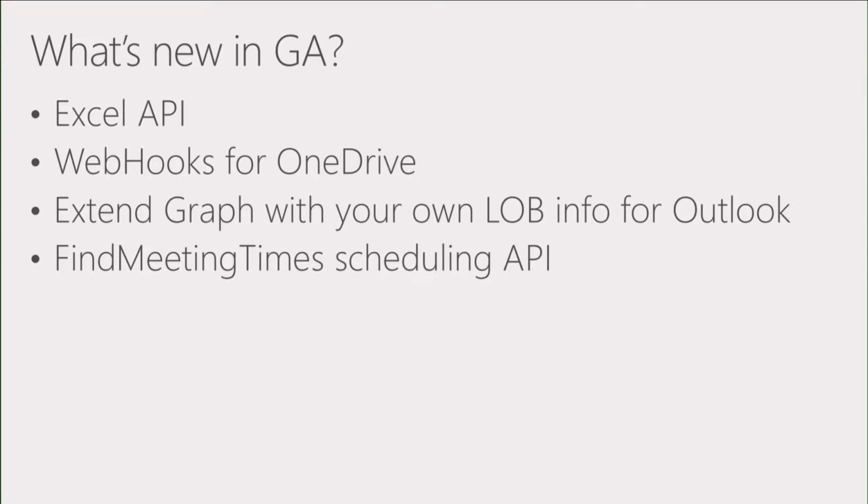And we've recently added to that set that Excel API that I showed and brought that into general availability. And then this week, we're super excited to be announcing that we're bringing to general availability so you can go to production with webhooks for the OneDrive service, so you can go and subscribe to event changes on the root of your drives in OneDrive to add to the existing webhooks support we had for Outlook items. And then the ability to extend the graph with your own line of business data.